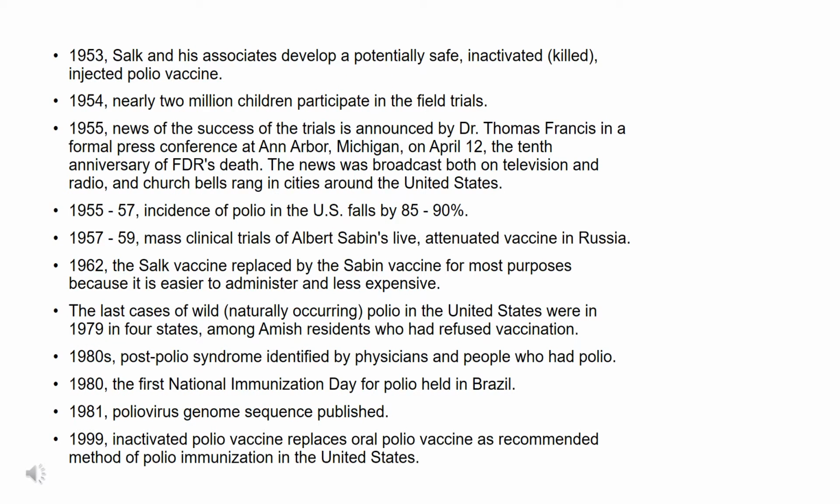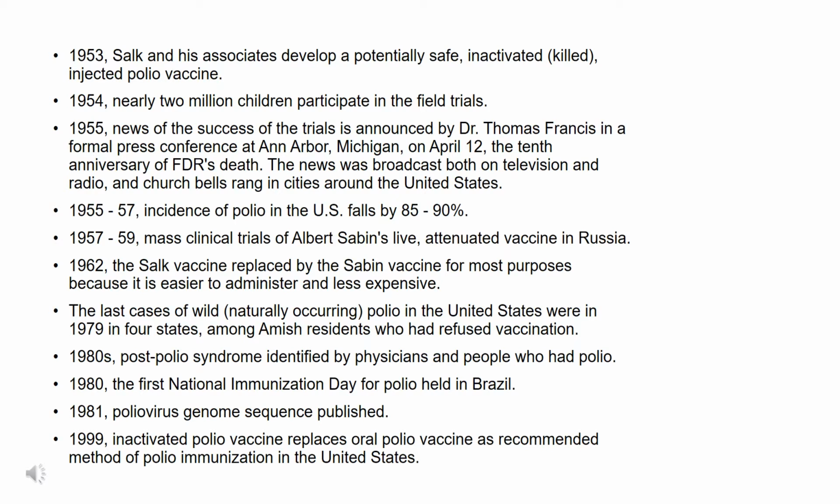In 1953, Salk and his associates developed a potentially safe injected polio vaccine. Nearly 2 million children participated in the field trials, and news of the success was announced in 1955 on the 10th anniversary of Franklin Delano Roosevelt's death. By 1955 to 1957, incidence of polio in the U.S. falls by 85 to 90%.